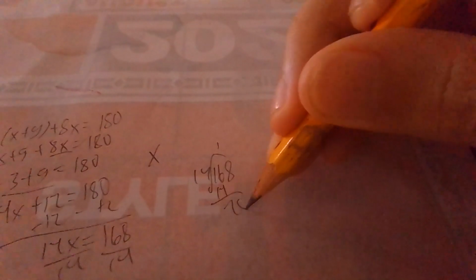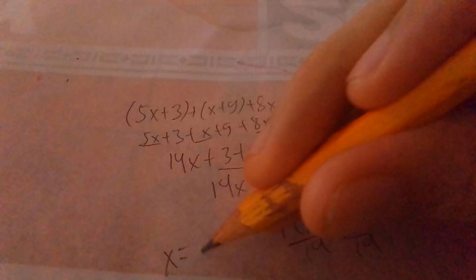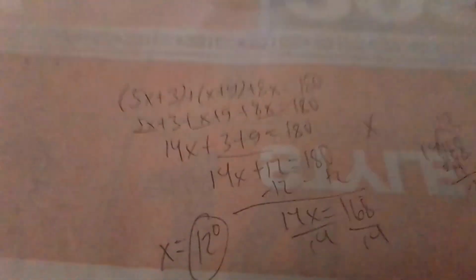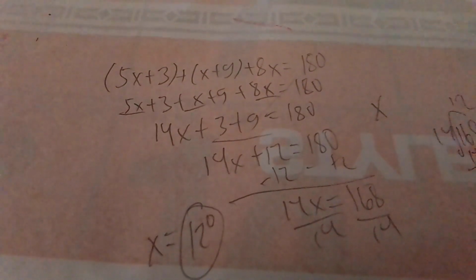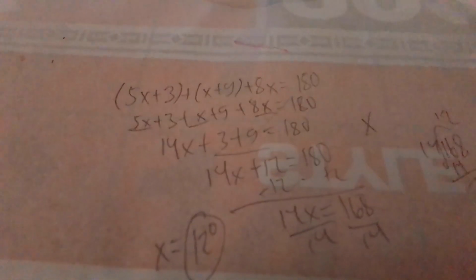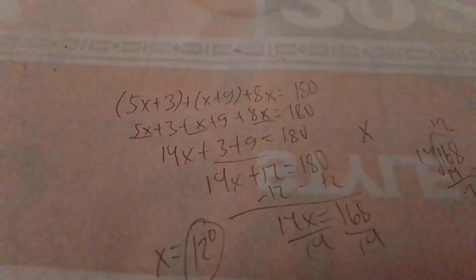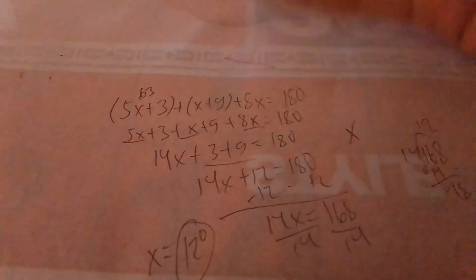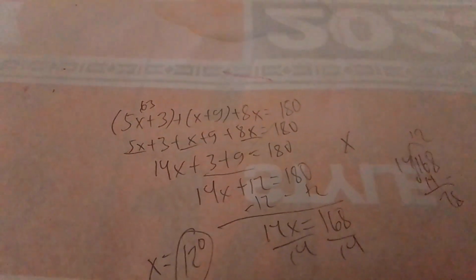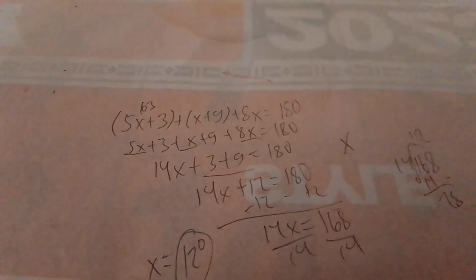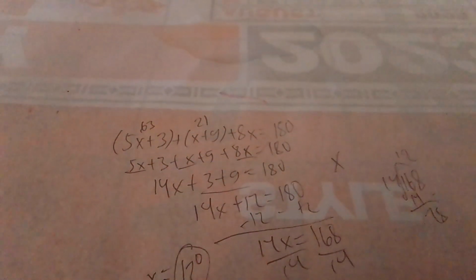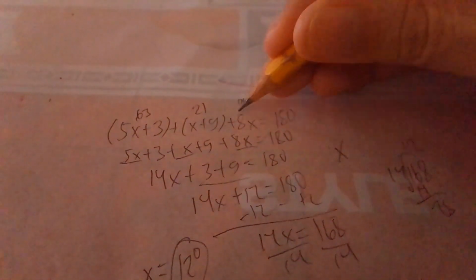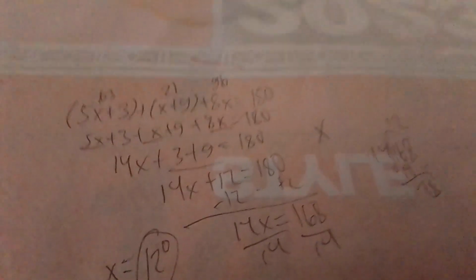1, 14, 28, 12. So therefore, the measure of x is 12. But wait, we're still not yet done, because we need to plug in 12 to get the measure. Alright? So 5 times 12, that becomes 60. So therefore, 5x plus 3, this is 63. Then, x plus 9, 12 plus 9, yup, that's supposed to be 21. And then 8x, yup, that's supposed to be 96. So now let's put them into our problem.